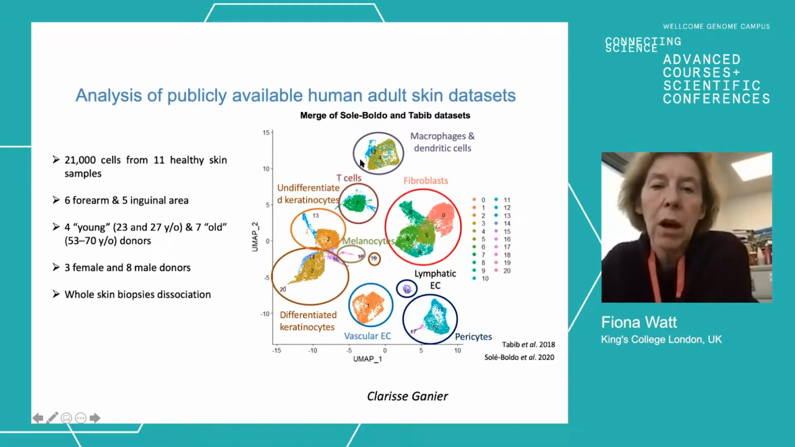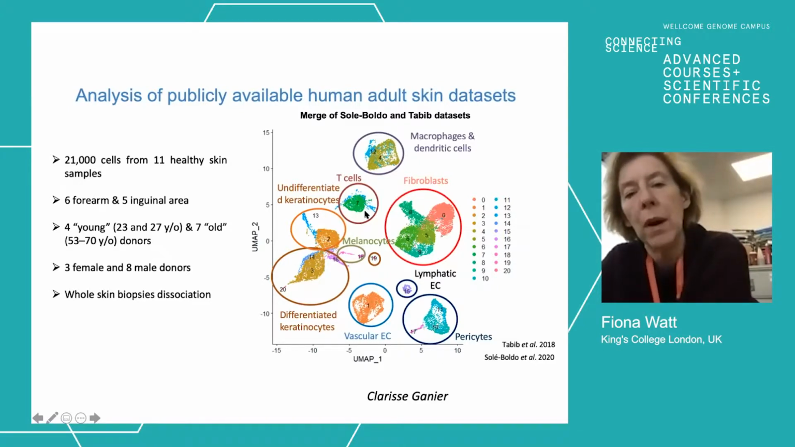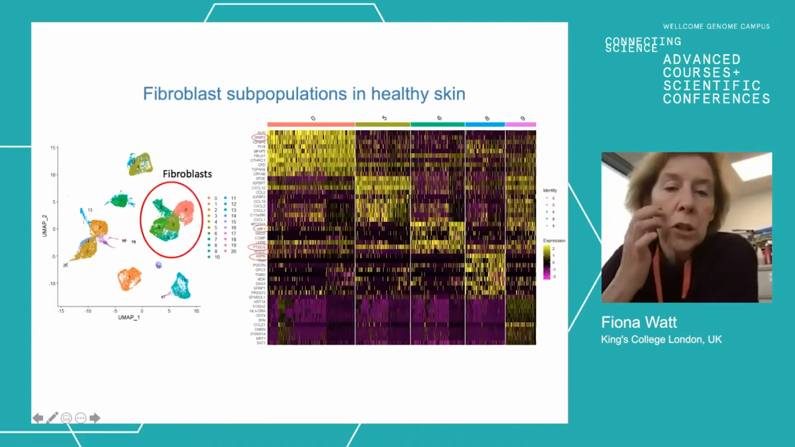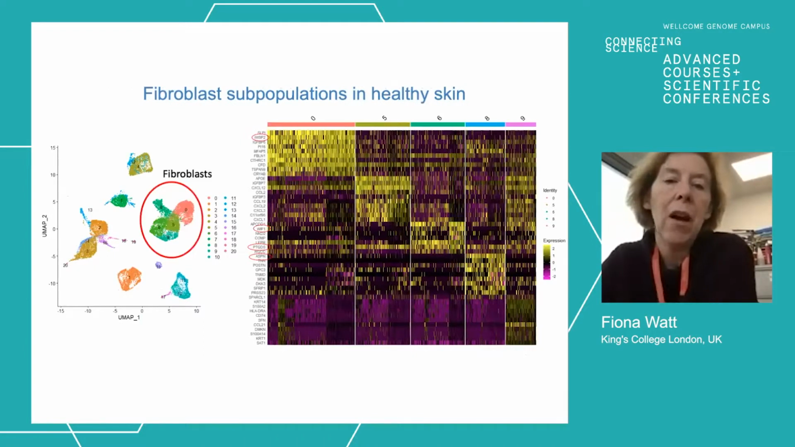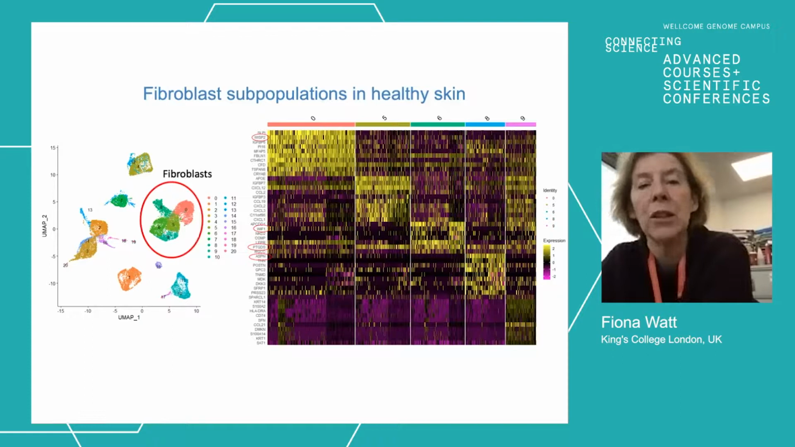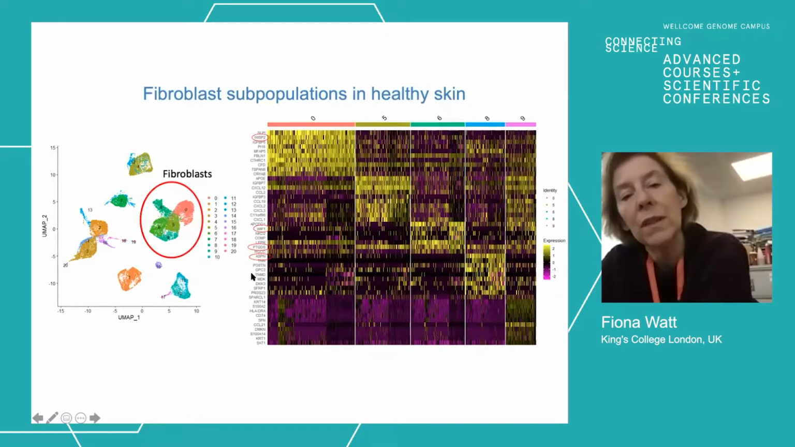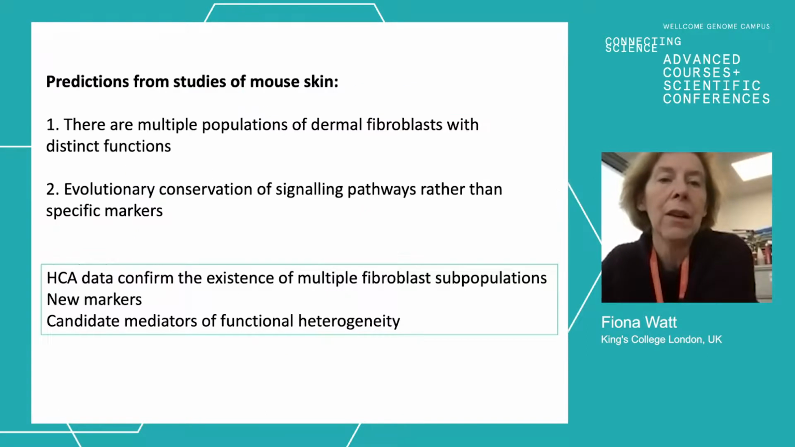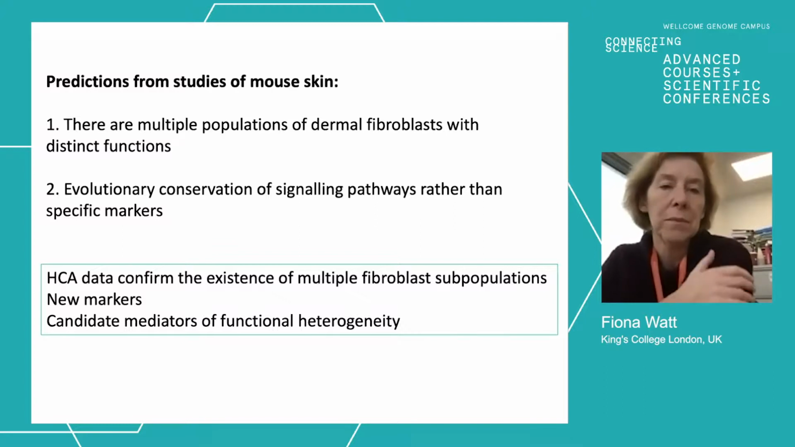plot to ask where are the keratinocytes, where are the vascular cells, T cells, and fibroblasts. And if we look in here at the fibroblasts, sure enough, as predicted, there are distinct populations of cells. We're quite pleased because with our smaller data set, we had predicted there would be about 5 subpopulations, and indeed that comes out to be true. And this, of course, is a rich source of new markers that we can use to interrogate fibroblast function.